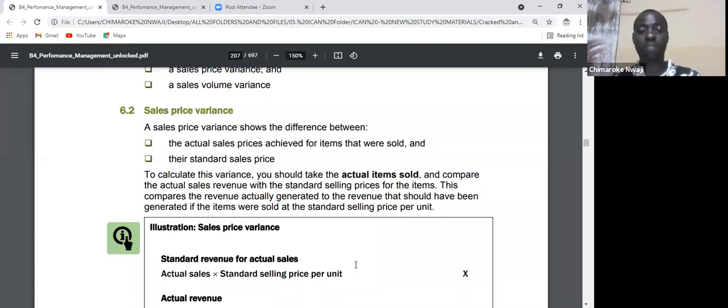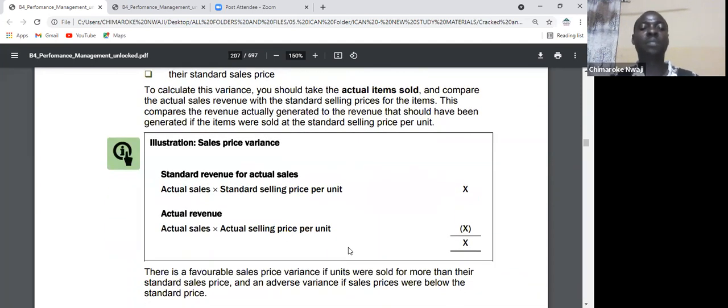To calculate this variance, you should take the actual items sold. Remember when we did price variance for costs, we looked at actual quantities. Now in sales variance, we're looking at the actual quantity sold and comparing the revenue with the standard selling price. So we are still using the flex budget here. To get the standard, you need to take the actual sales volume and multiply it by the standard selling price. Then the actual revenue will be the actual sales volume multiplied by the actual selling price. That will give you your sales price variance.